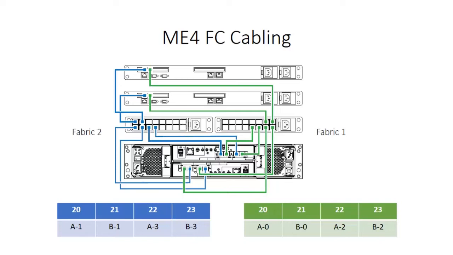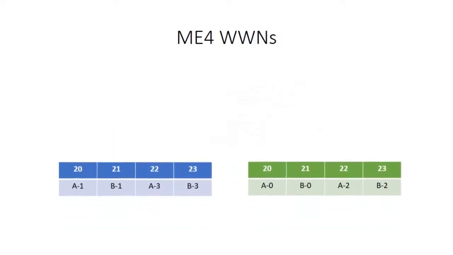Ports 0 and 2 on both controllers are connected to the first fabric, while ports 1 and 3 are connected to the second fabric. The server has a dual-ported fiber channel HBA with 1 port connecting to each switch. I recommend documenting which ports each device is plugged into. It makes it easier to identify the correct worldwide names when zoning.